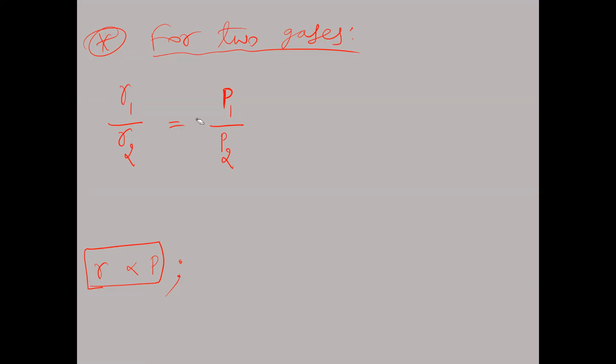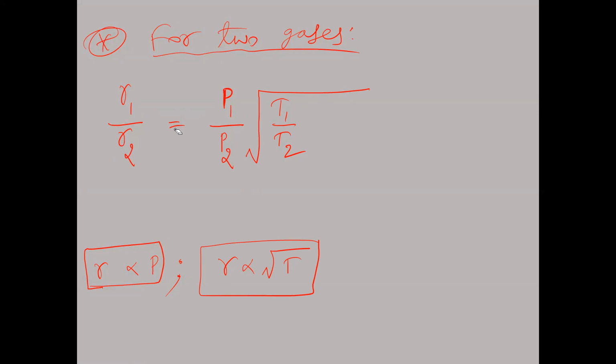So R1 by R2 is equal to P1 by P2 into under root T2 by T1. That means the rate of diffusion of a given gas is directly proportional to the square root of temperature, capital T being the Kelvin temperature. That's why R1 by R2 is equal to under root T1 by T2.